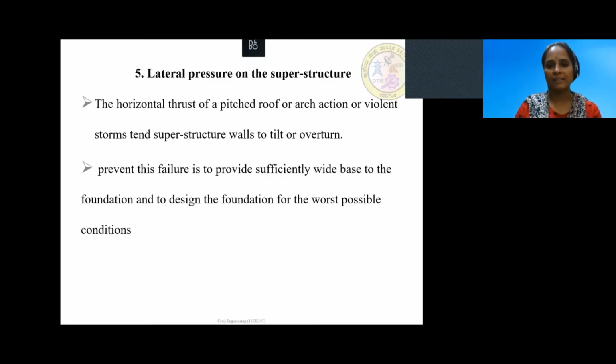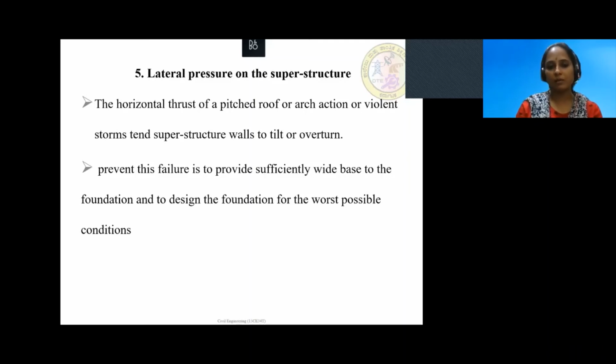Usually where it exists, it will come into criteria when you design for a retaining wall. So it matters for a retaining wall. The pressure, lateral pressure, acts horizontally. Because it acts horizontally, the building will start tilting. So it will overturn, and to control this, precautionary measures we have to take.